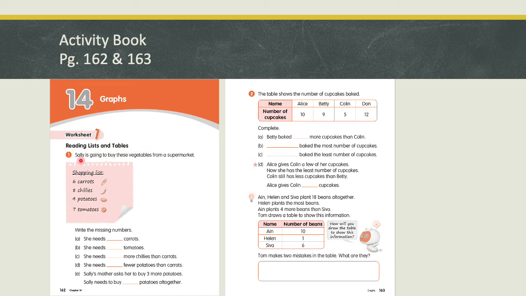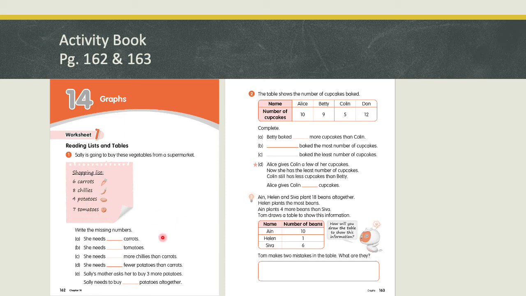Number 1. Sally is going to buy these vegetables from a supermarket. Shopping list: 6 carrots, 8 chilies, 4 potatoes, 7 tomatoes. Write the missing numbers. So what you have to do here is find the words over here and write the answers.